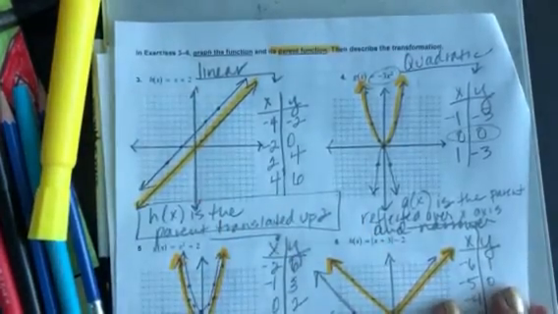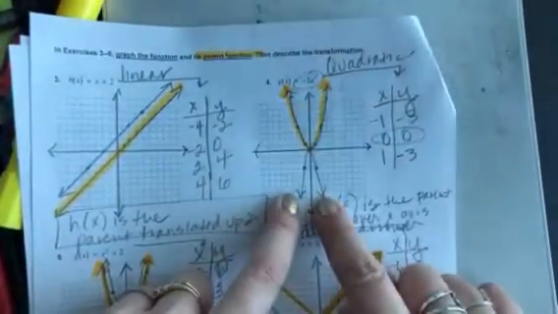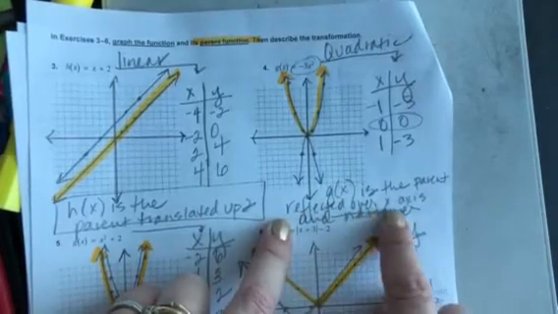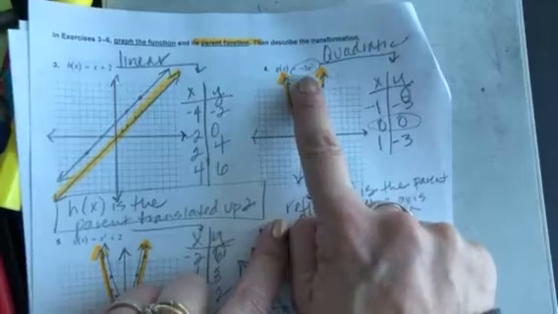In problem number 4, when you look at the quadratic parent compared to -3x squared, when you get that on the graph, g of x is the parent reflected over the x-axis, and it's narrower. The negative sign makes it reflect. The 3 makes it narrower.